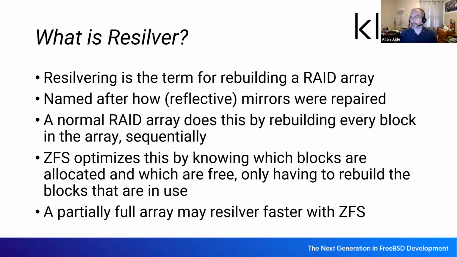So on a partially full array, this theoretically allows ZFS to resilver much faster, because it only has to copy whatever percentage of data matches how full your pool is. If you have a 100 terabyte pool and it only has 20 terabytes of data in it, you're only copying the data, based on how full that drive was, instead of the entire drive.